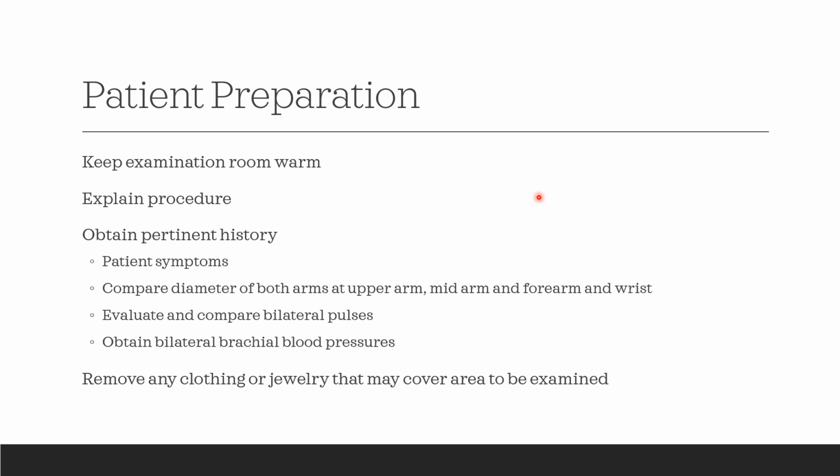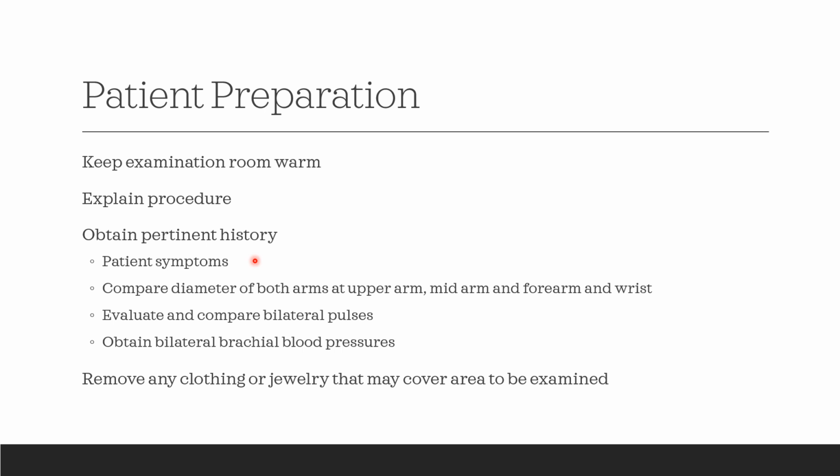Now, when we are preparing our patients for this, we know that exposure to cold is going to cause vasoconstriction, which would affect our blood flow in our upper extremity. So we need to make sure that we're keeping our patient warm and we're keeping our examination room warm. We want to also be sure to explain the procedure to our patient, as is good protocol, and then obtain your patient history. So some of the patient history you would want to get is, why are they here for this exam? Are they having any pain?